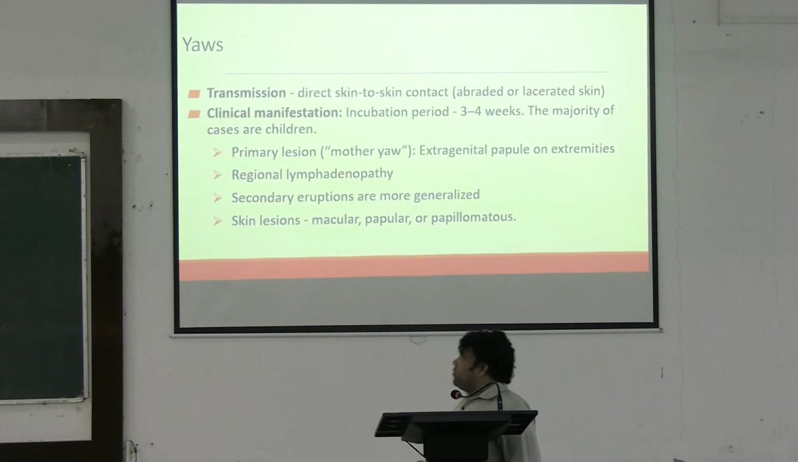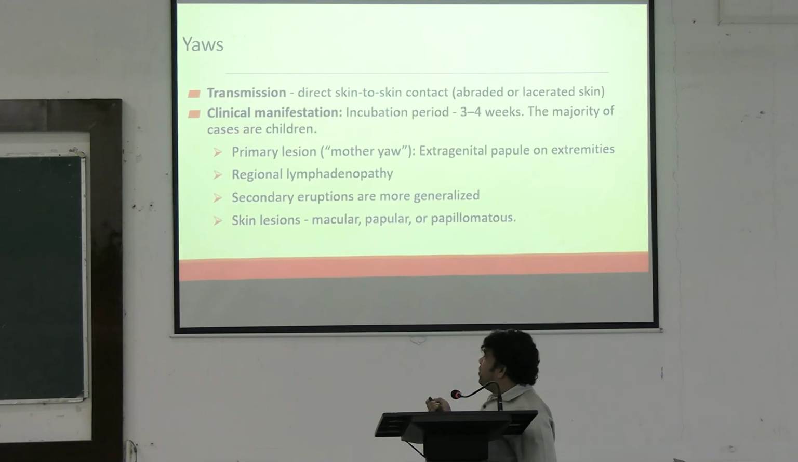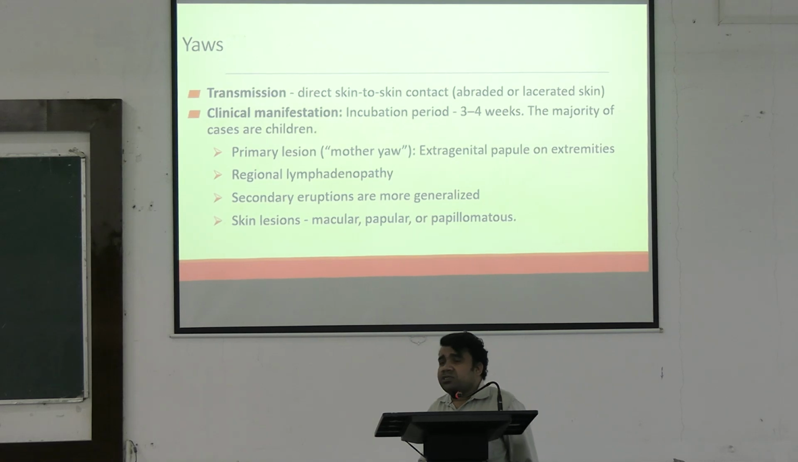Now, coming to the manifestations, the transmission is mainly direct skin to skin contact. That means the disease will spread especially in family and household. Commonly, children are affected, in which we can see a primary lesion, especially in extragenital region. That means it's not a genital disease but on the other parts of the body. The first lesion is called the mother lesion, leading to regional lymphadenopathy, after which secondary eruptions can be seen almost all over the body.